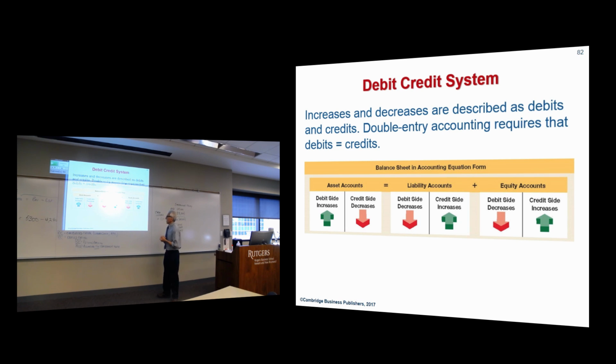On the liability side and equity side, the effects are just the opposite. They increase by credits and are reduced by debits. So if I wanted to increase accounts payable, I'm going to have to credit accounts payable. If I increase equity by issuing new stock, I have to credit the capital stock account. If I pay off a liability, I'm going to reduce it by a debit. So these are the basic rules of debit and credit.